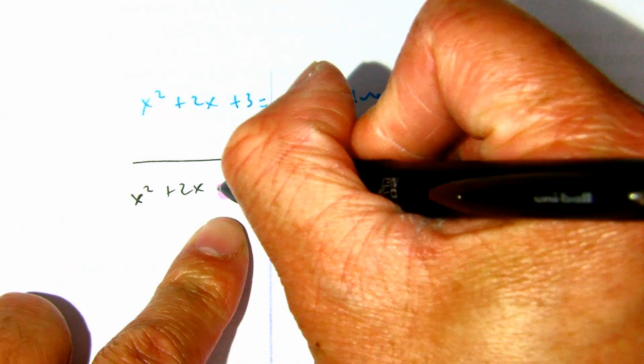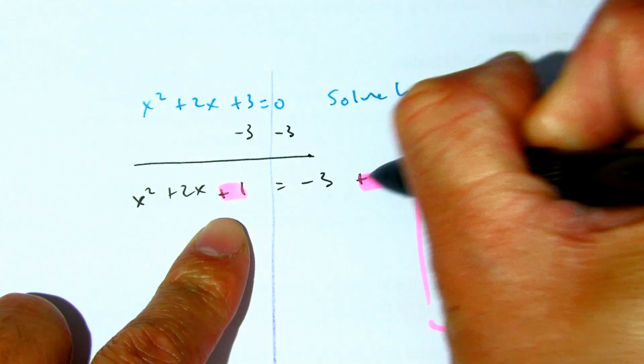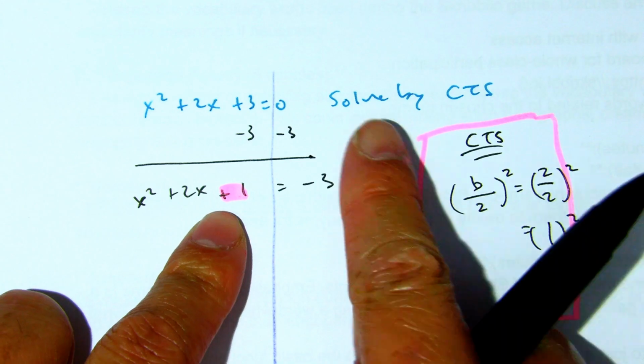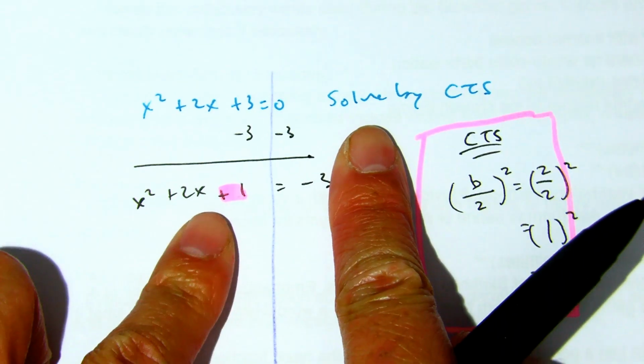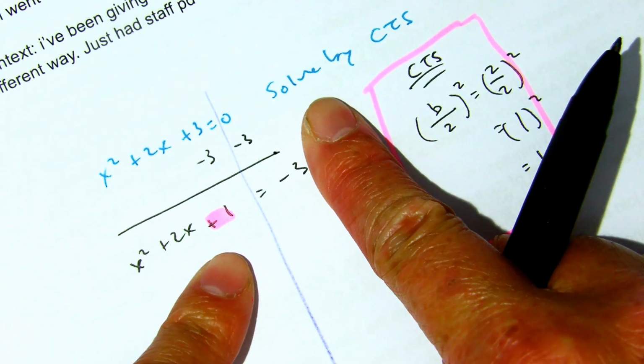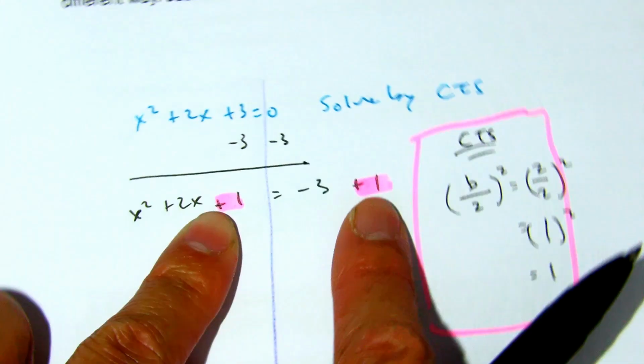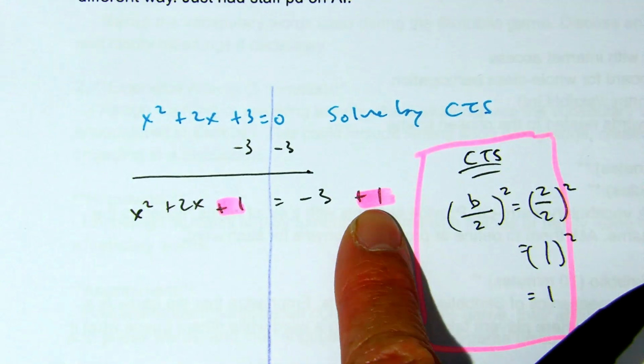So you're going to add 1 to both sides. The reason why you can't just add 1 here is that it makes this equation unbalanced. To balance it out, you add 1 to both sides, and now it's essentially the same.